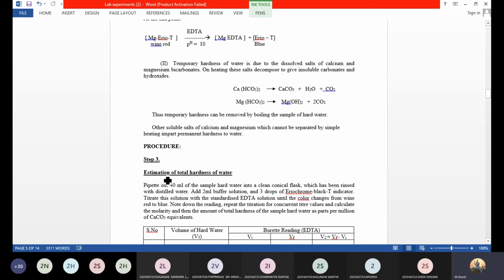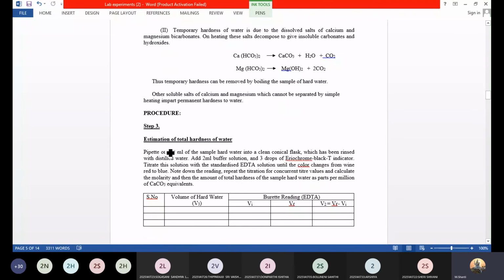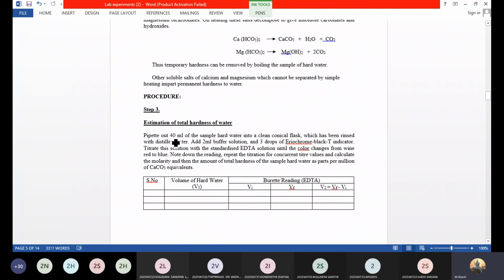Then go to the procedure. Don't write step 3; write the procedure and just write what exactly this is: estimation of total hardness of water. Put the title here. Likewise, follow how it is given in the manual, and write this entire theory part.